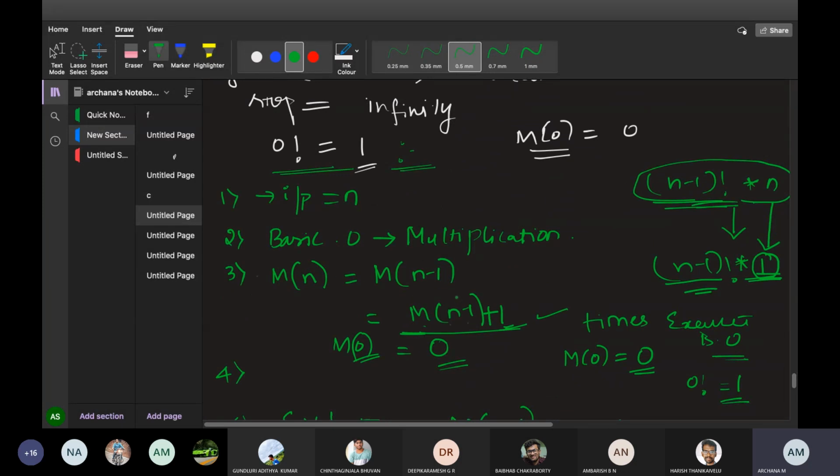Now this third step is very, very important. How many times is that basic operation evaluated? Look here, why I have written 1: because at least once I will multiply, right? And after that multiplication of 1, I don't know how many times I will be multiplying. So I'll write this as M of n minus 1 plus 1 times I will multiply. This is the formula we need to know. And in a recursive formula, finally you need to put one stopping condition. So take it as 0 or 1. So I'm taking M of 0 as 0.